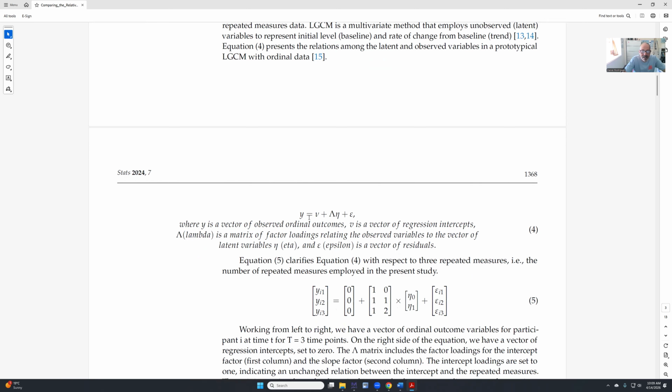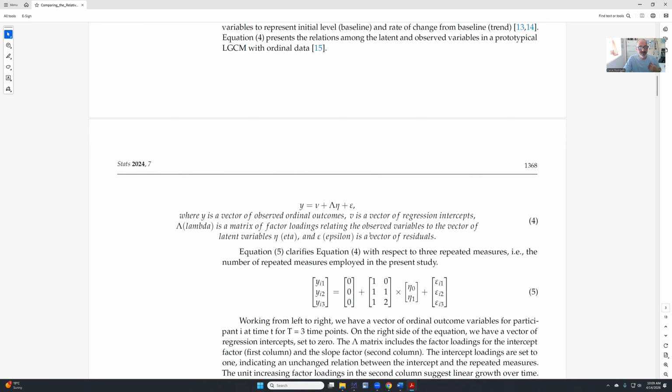So we have y equals v, and these are vectors and matrices here. Just like before, y equals v plus lambda eta plus epsilon. So y is a vector of observed ordinal variables, v is a vector of regression intercepts, lambda is a matrix of factor loadings relating the observed variables to the vector of latent variables eta, and epsilon is a vector of residuals.